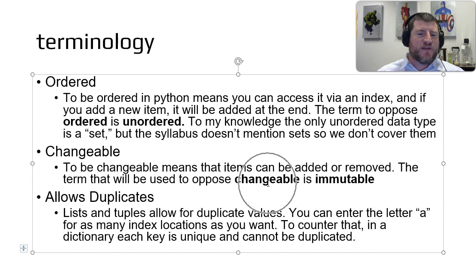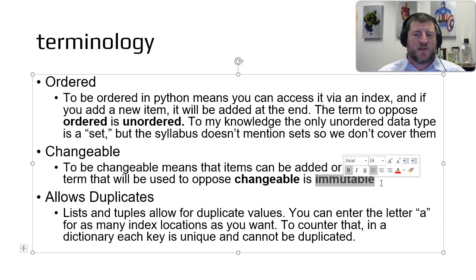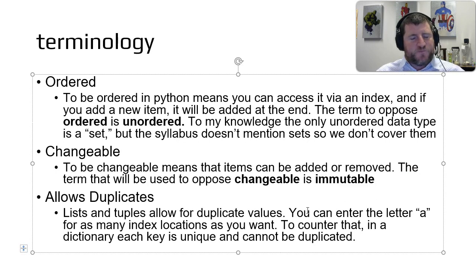The terminology that they use to oppose the idea of changeable is immutable. I don't know why they don't just use unchangeable, but they use the term immutable. So this is something that's going to pop up, and all it means is that it cannot be changed.